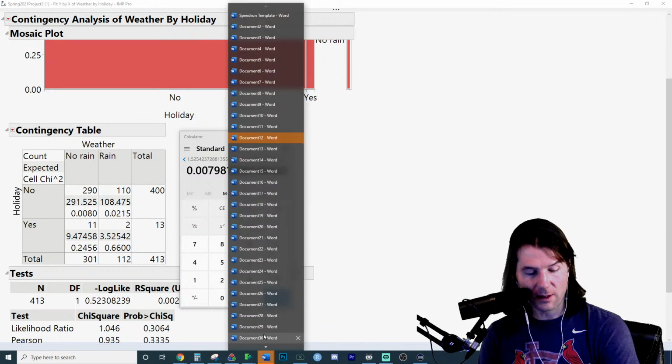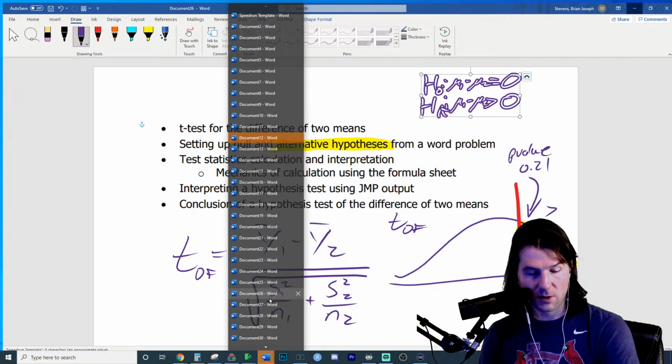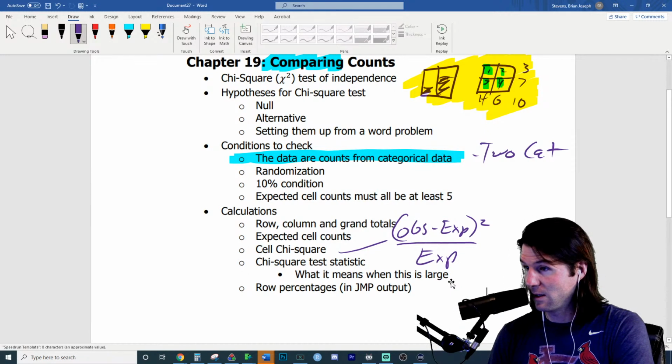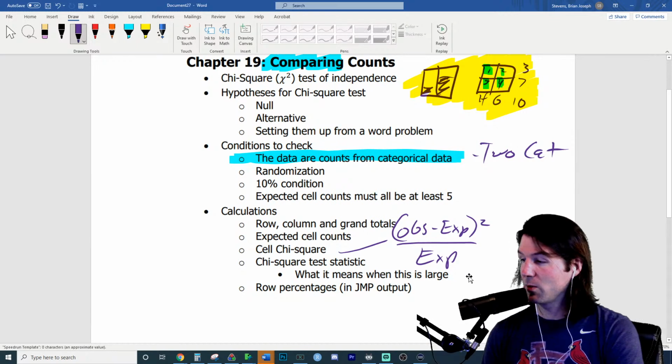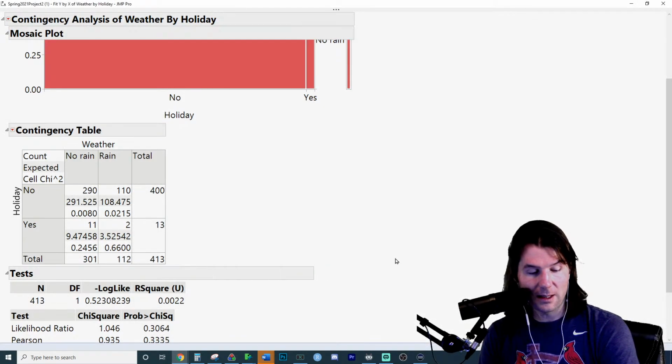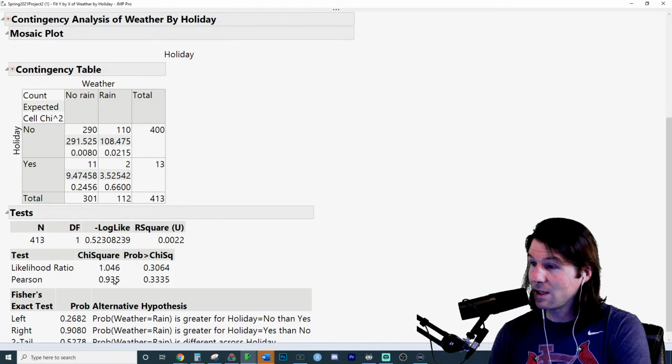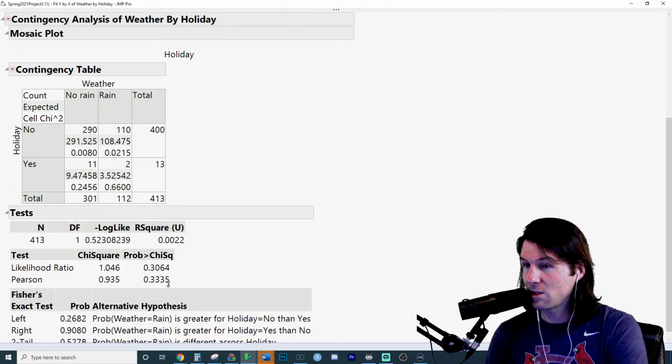So next, let's take a look at the next thing we're going to cover. Here we are: the chi-squared test statistic, and what it means when it is large. How do we get this chi-squared test statistic, which is the Pearson? The Pearson has your p-value. Memorize that. When doing the chi-squared tests, you're using the Pearson.